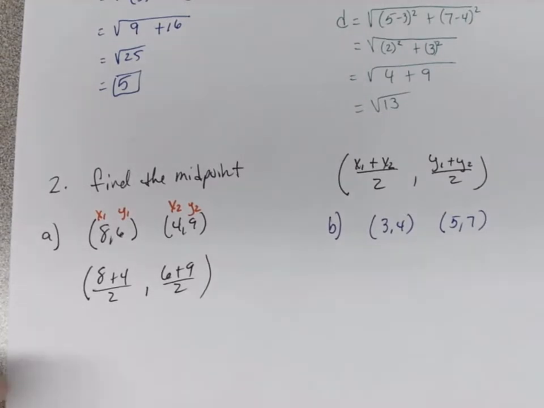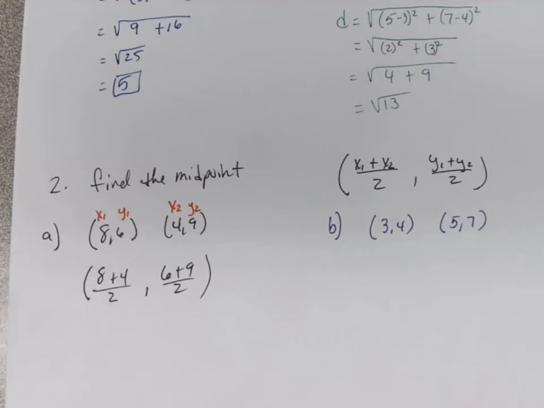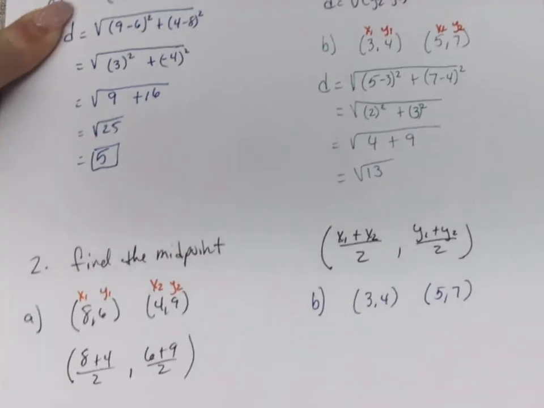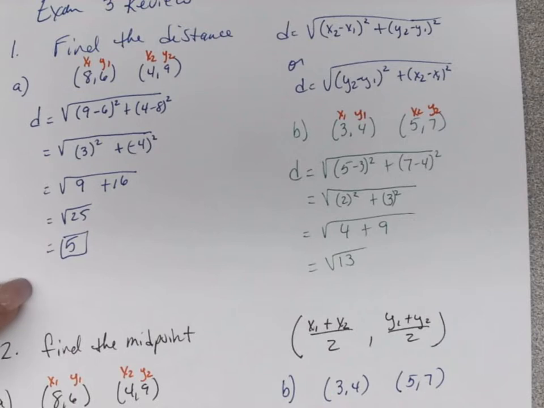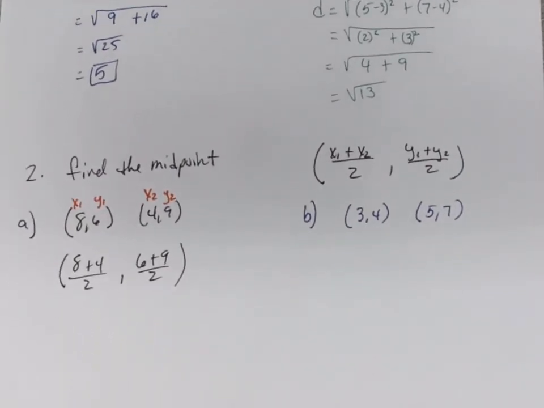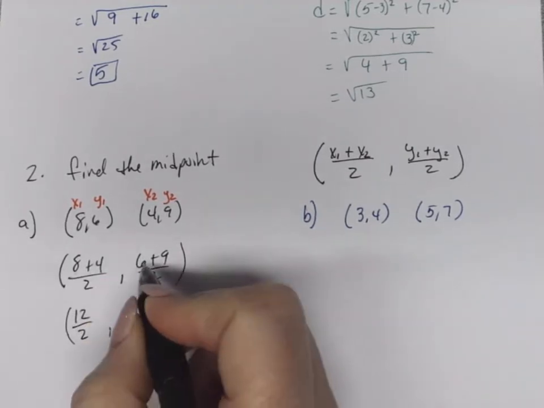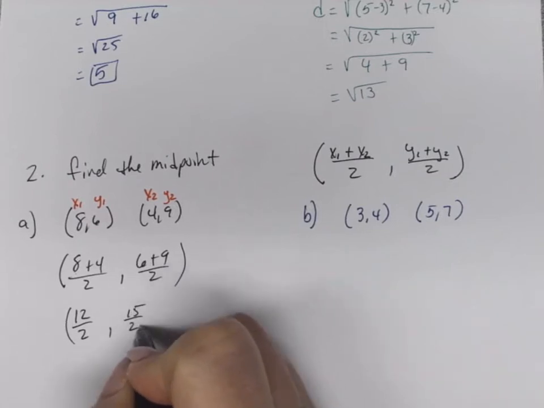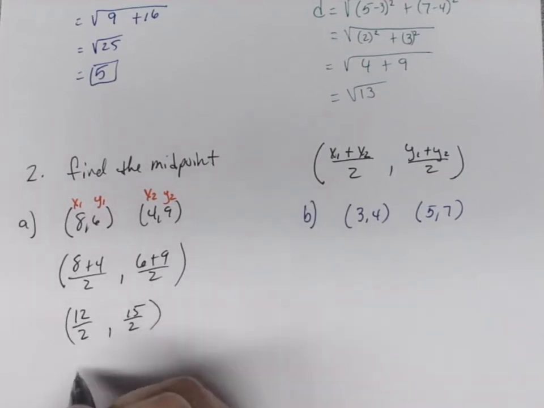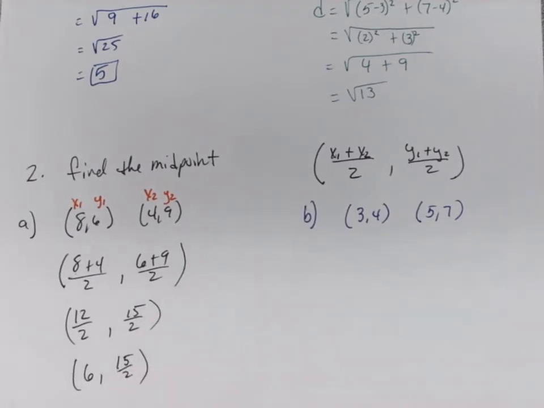Now, let me make sure you understand. You have to put the parentheses because this is a point. If you leave the parentheses off, you will not get full credit. Also, if you notice, when we did the distance, I put the square root all the way down. We don't just do part of it. So make sure you're doing your notation very well. 8 plus 4 gets us 12 divided by 2. 6 plus 9 gets us 15 divided by 2. 12 divided by 2 is 6, and we'll leave this one as 15 halves.